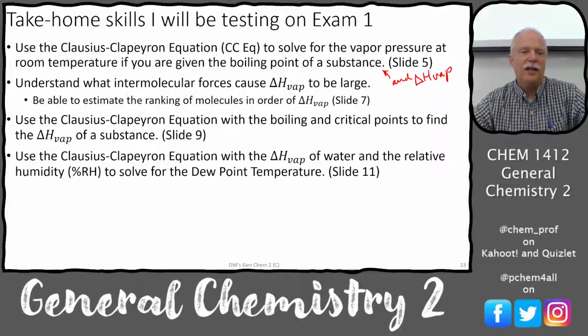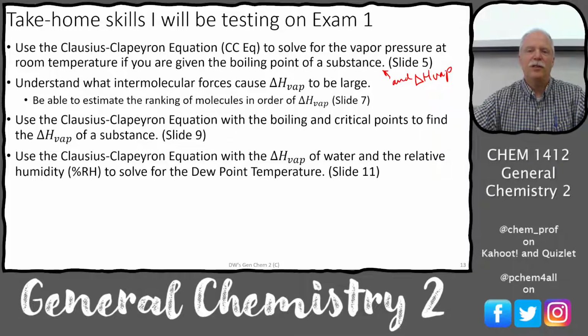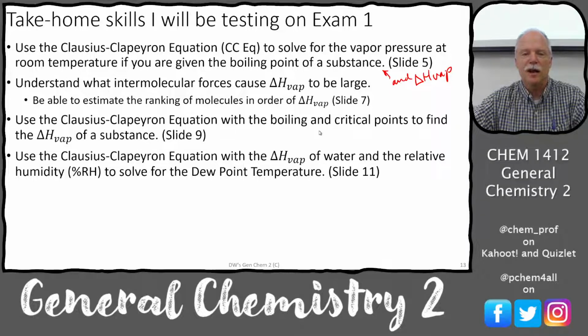And then understand what makes delta H of vaporization large, like those intermolecular forces. You should be able to estimate the ranking of molecules. So things that have OHs, like alcohols, should be above hydrocarbons. And the smaller the molecule, the more significant that OH will be. So like methanol would be above, say, a really long chain hydrocarbon with an OH. And then the Clausius Clapeyron equation with the boiling point and critical points to find the delta H of a substance. That's on slide 9.